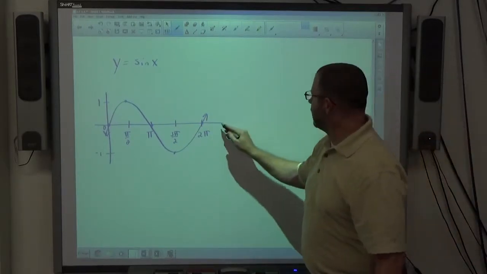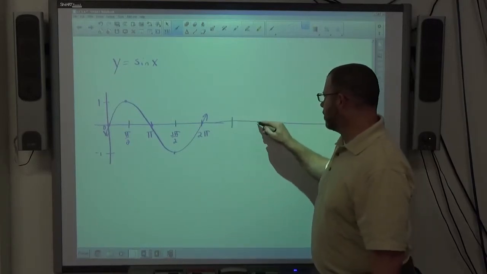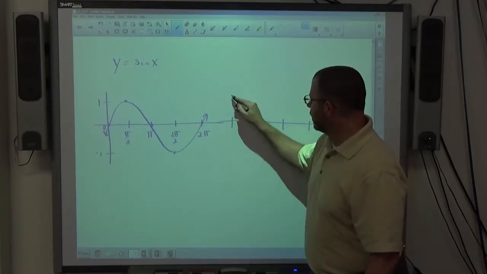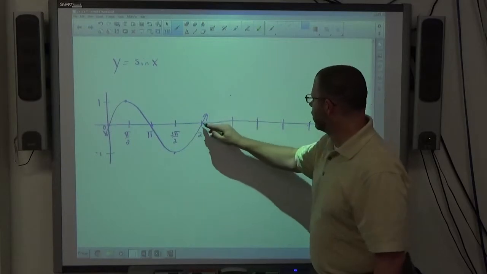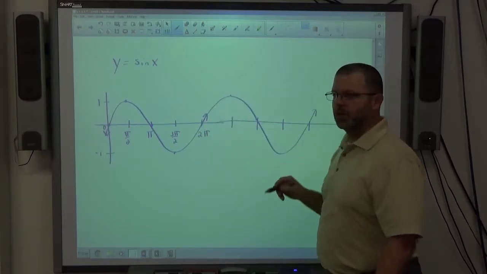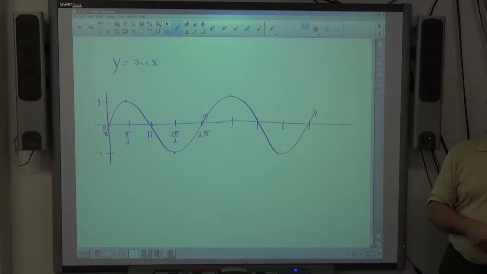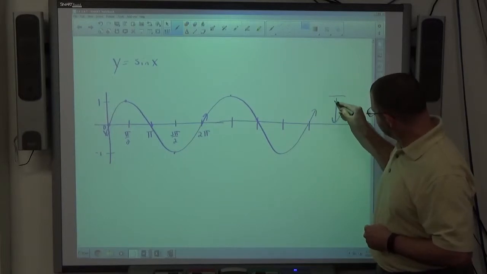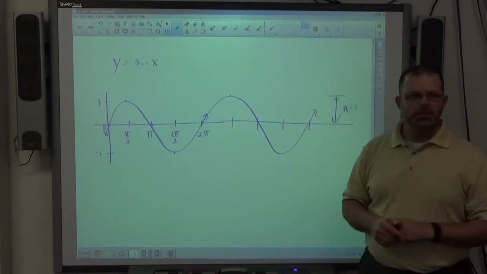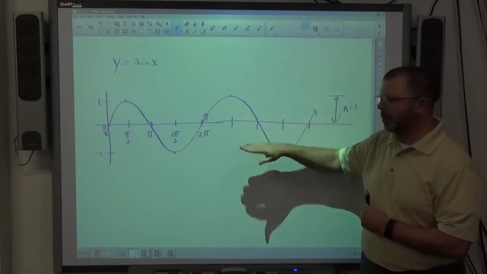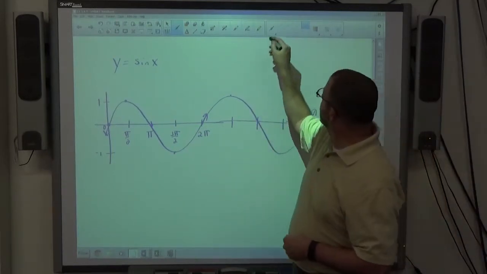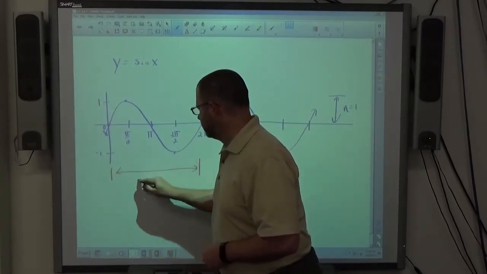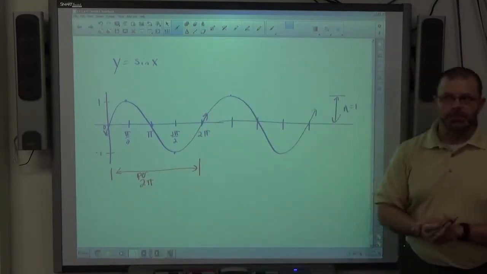And again, if I were to extend this further along, so 5 pi over 2, 3 pi, 7 pi over 2, 4 pi, it would hit the top, 0, bottom, 0 again. So it just keeps repeating itself. It's a periodic function. The normal amplitude of sine is 1. So amplitude is how high it goes above or below the center line. And the normal period of sine is 2 pi. So that's normal. All right?